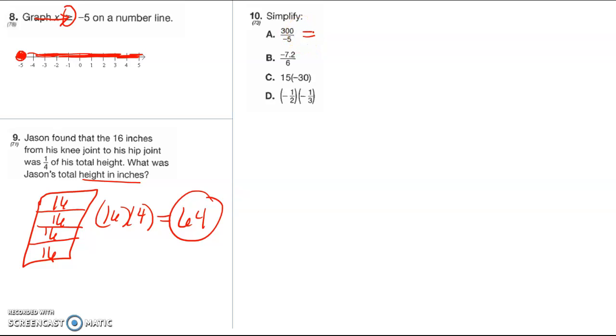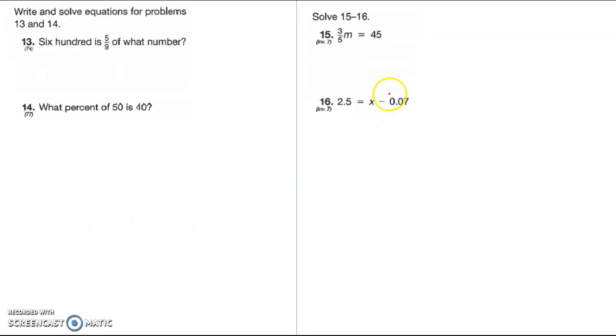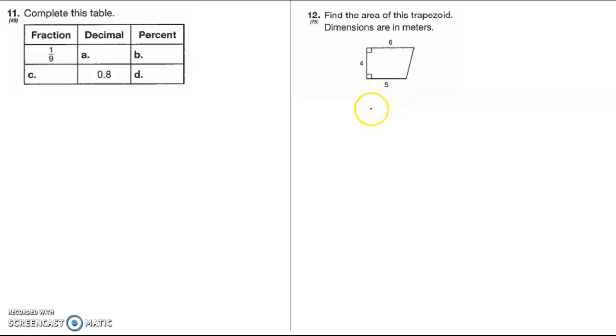Simplify. Over here we're dividing and multiplying by positive and negative numbers. So we know that if the signs are the same, it's positive. If the signs are different, it's negative. So this is going to be negative 60. It's going to be negative 1.2. Oh, negative 450. And then positive 1/6. So went too far. There we go.